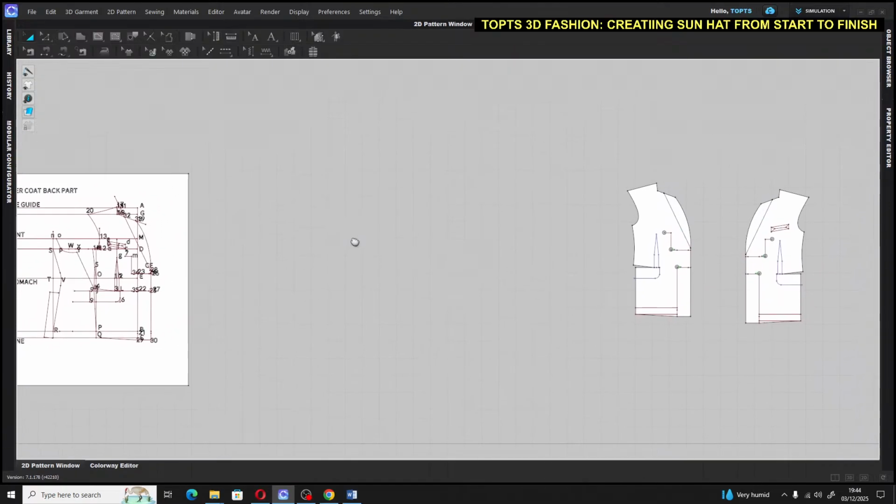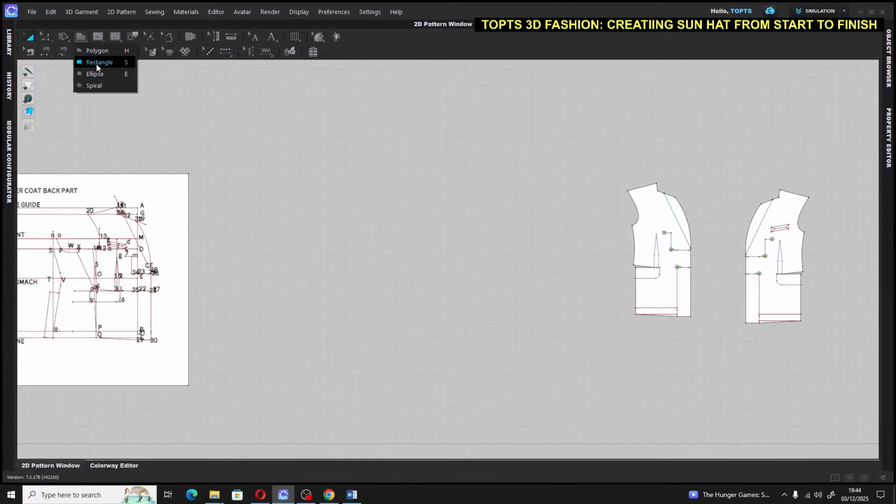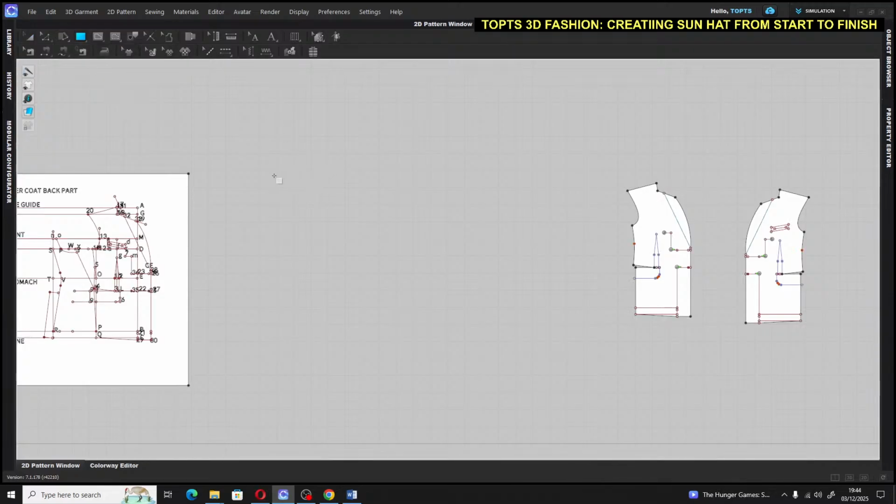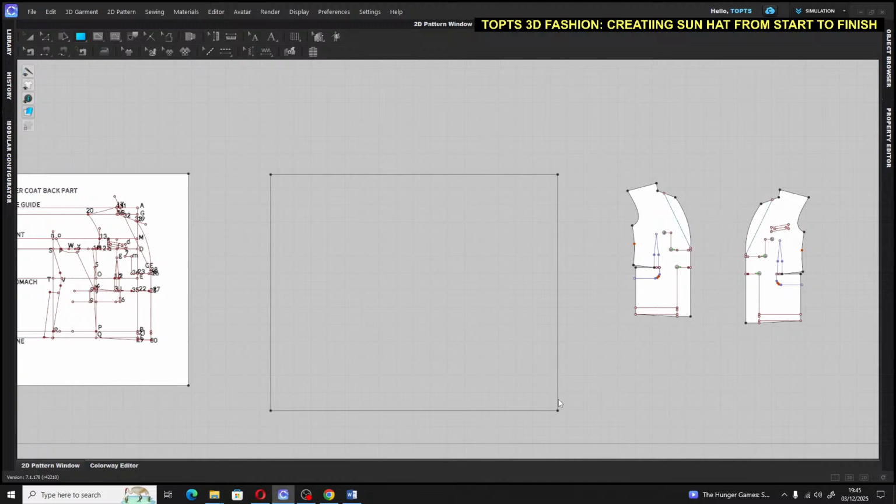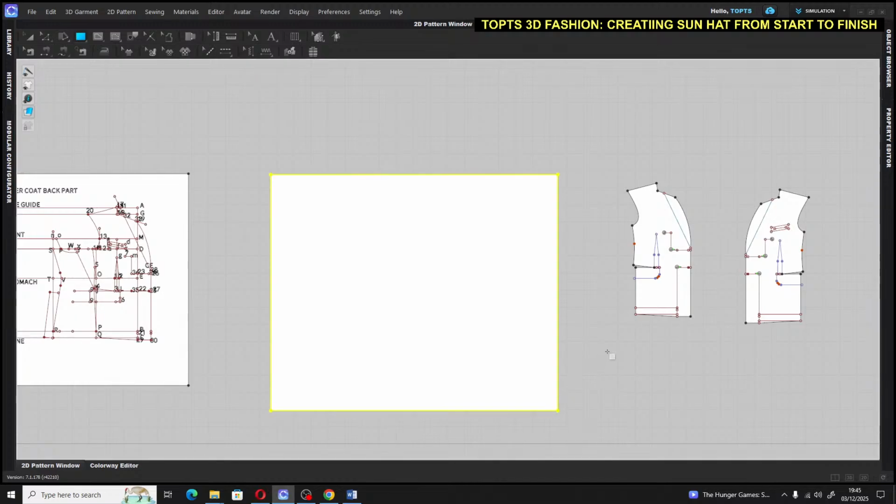So as usual, we are picking a pattern paper. When you are using a software like me, you come to the tools here. Then from the tools, let us pick the rectangle. This rectangle, we are going to make it any height of our own, because it is now a pattern paper where we are going to do every drafting. So this is our pattern paper now.